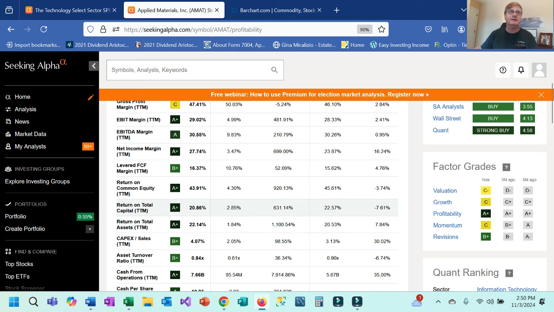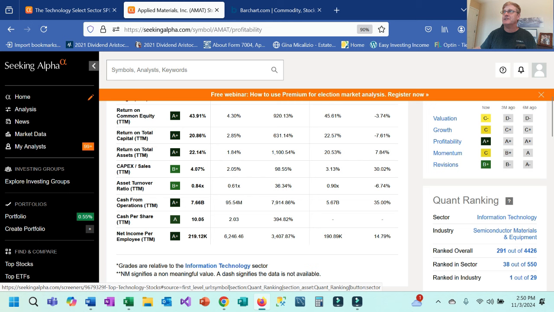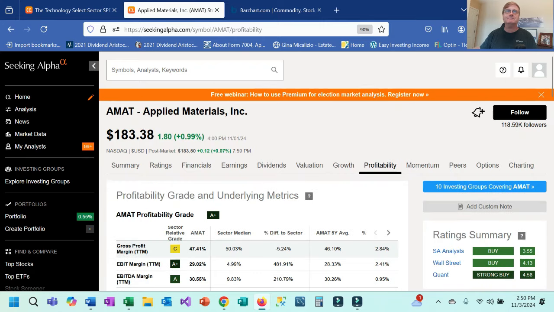I also like to come down here and look at cash from operations, and they're bringing in almost $7.5 billion in cash from operations, which is significant. If you look at their sector, it's significantly higher than their sector. If you wanted to look at their sector, you can click over here on information technology. You can actually look at the industry, the sector, the overall. So they're not overpriced. They're very profitable. Just overall, a good company.